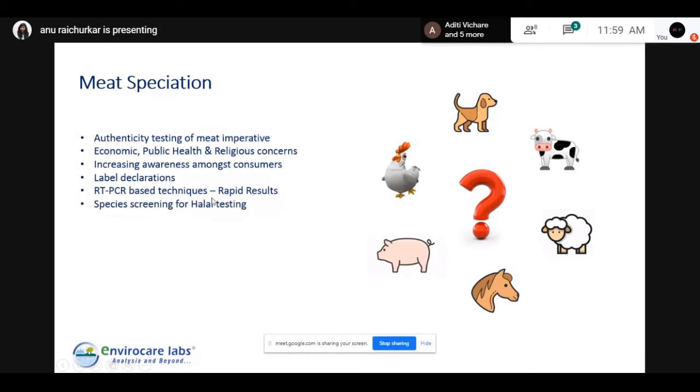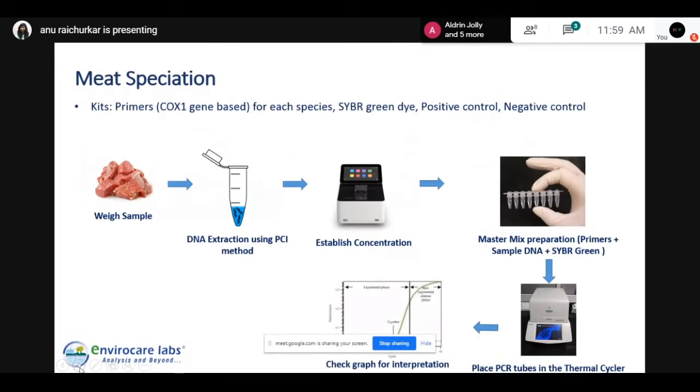the meat speciation is also critical for halal testing. It is one of the requirements. How do we go ahead with meat speciation? Again, there are some kits in the market which you can use for categorizing or screening or differentiating between different kinds of meat. So the kits usually contain the primers.